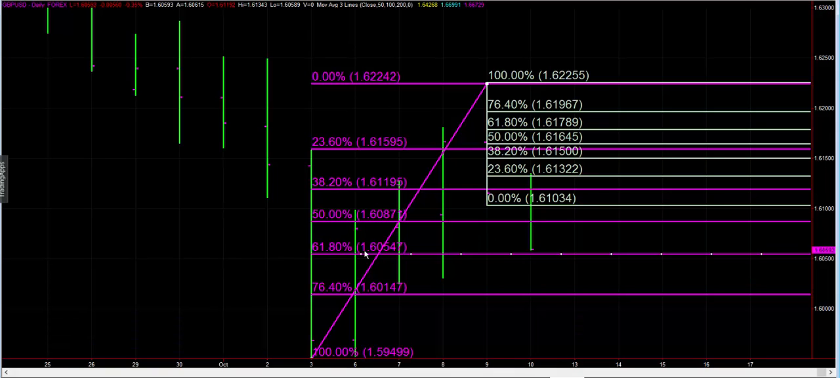We can see we have a downside target area here, the 61.8% retracement of the intramonth range, coming in right around 160.54. We're testing that level right about now. If we get below this area, we should see some stops hit.